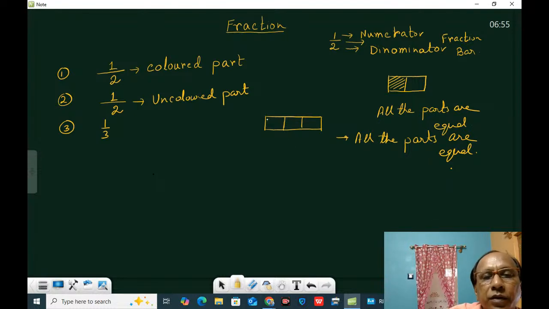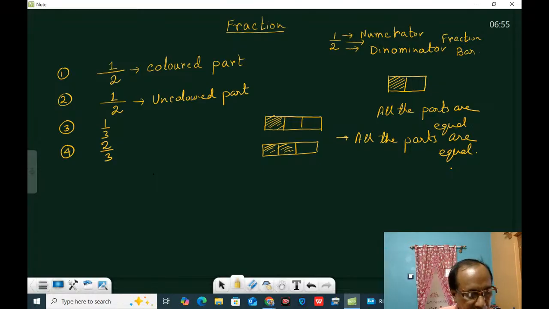One third. Suppose I want to draw this part, then you can say the colored part is 1 by 3, right? In this way, you can draw. Another way I can draw is in this way. Suppose I want 2 by 3, then it will be like this. In this part, one part, two parts and three parts. All the parts are equal. If I color two parts, 1 and 2, this will be 2 by 3. Two colored parts and the total number is 1, 2, 3. Therefore, 2 by 3. In this way, we can define the various types of fractions.